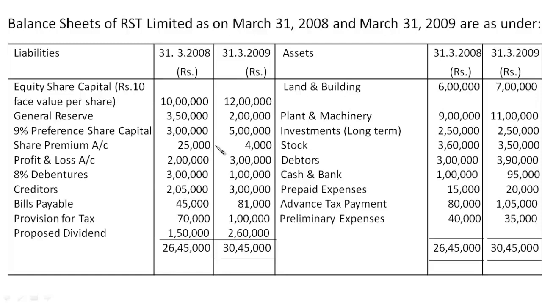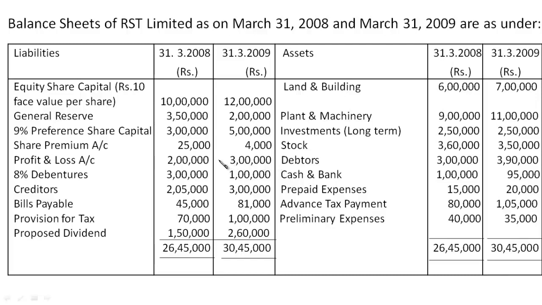And share premium, 2008 it was 25,000, whereas in 2009 it is 4,000. So there is a reduction of 21,000. We have to see what is the reason. P&L account, 2008 2 lakh, 2009 3 lakh. So it has increased by 1 lakh. We should see what is the exact increase from operations.